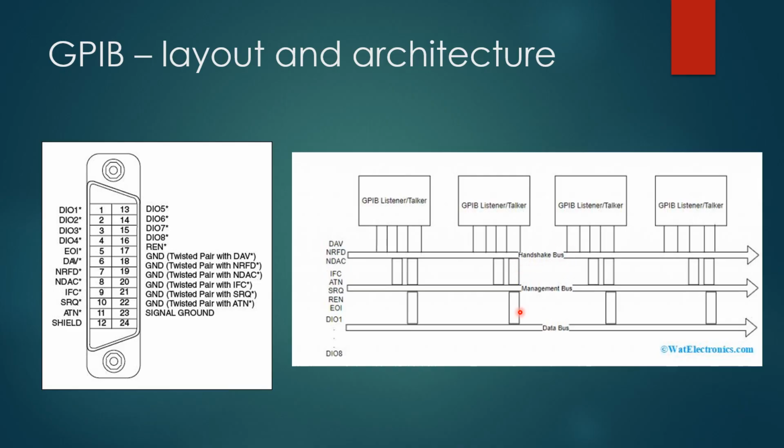One is the handshaking bus, another one is the management bus, so that transmission is managed and no data collision is ensured by the management bus, and finally the data bus. So multiple nodes or multiple devices can communicate by the use of this GPIB. So that is a specialty of GPIB. So if you see here, the GPIB listener or talker can work in a parallel way with the sharing of these three buses.